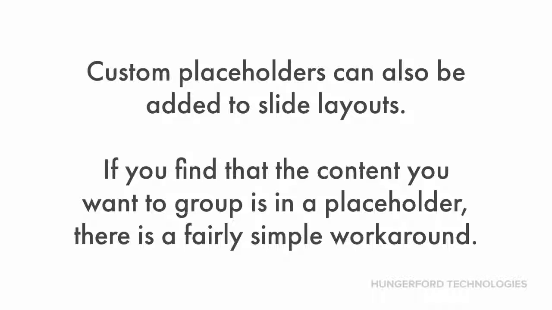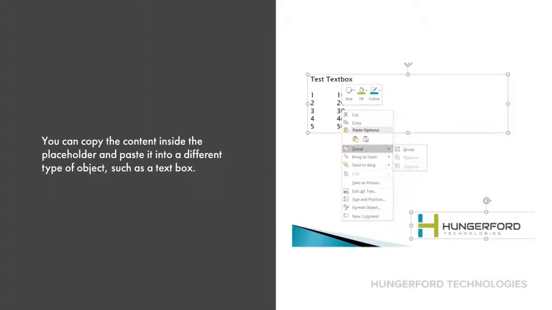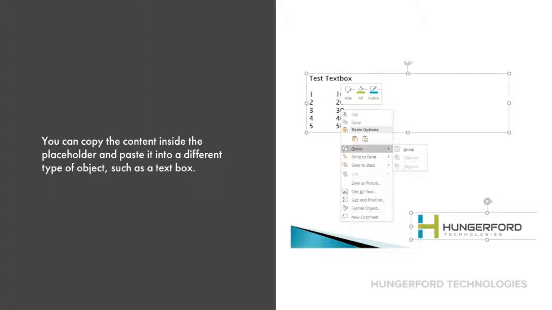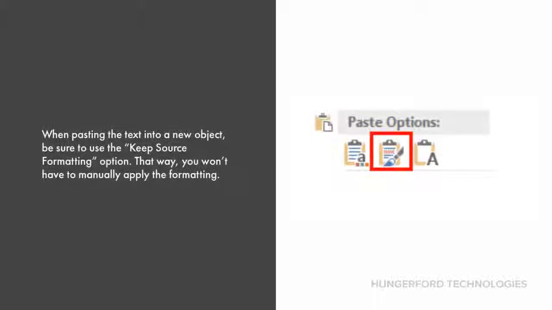If you find the content you want to group is in a placeholder, there's a fairly simple workaround. You can copy the content inside of the placeholder and paste it into a different type of object, such as a text box. When pasting the text into a new object, be sure to use the Keep Source Formatting option. That way, you won't have to manually apply the formatting.